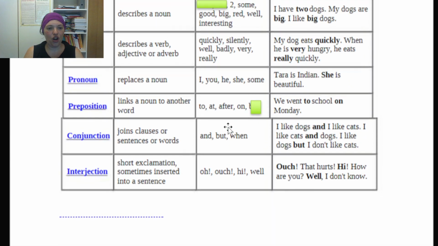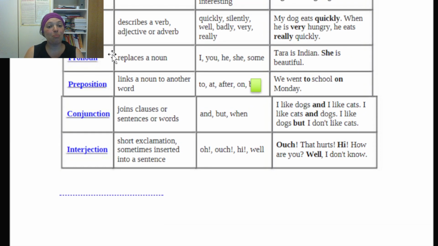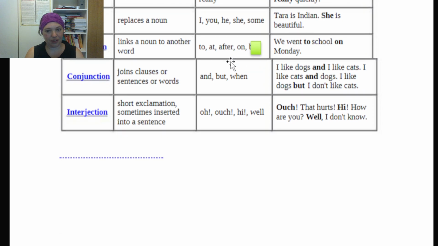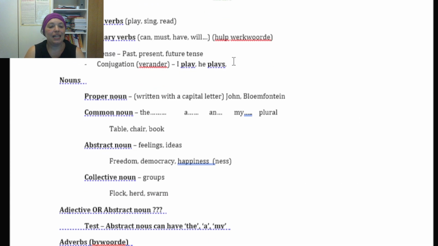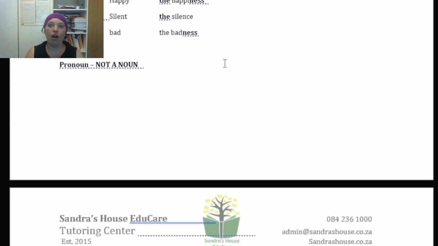Alright, now let's look at pronouns. So a pronoun is not a noun. I know it's got the word noun in it, but it's not a noun. It replaces a noun. So, like I, you, he, she, those are all pronouns. So it's basically, instead of saying someone's name over and over and over again in a sentence, you use a pronoun.